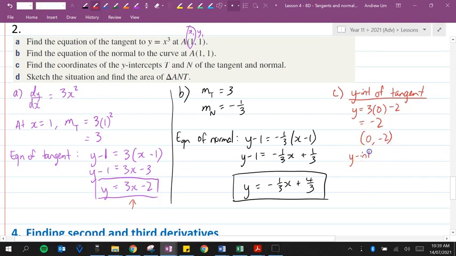And the y-intercept of the normal: we let x equal 0, y equals negative 1 third times 0 plus 4 over 3, which is 4 over 3. So the coordinates are (0, 4 over 3).